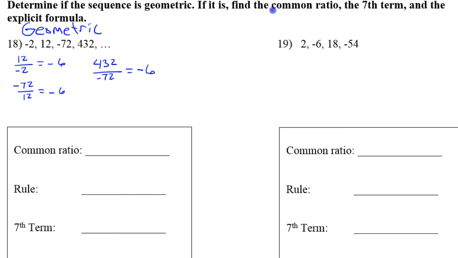And if it is geometric, we're supposed to find the common ratio and the 7th term and write the formula. If it wasn't geometric, we would just say not geometric and we'd stop. So the common ratio is the thing we just found. We write R for the common ratio. So R is equal to -6. Now for the rule.